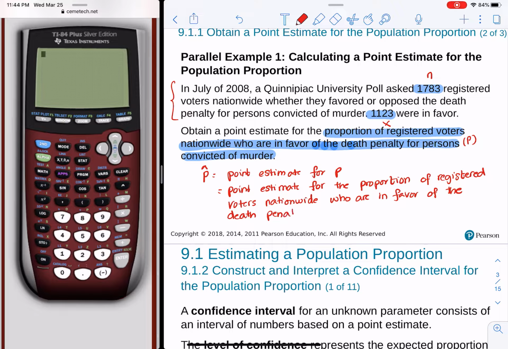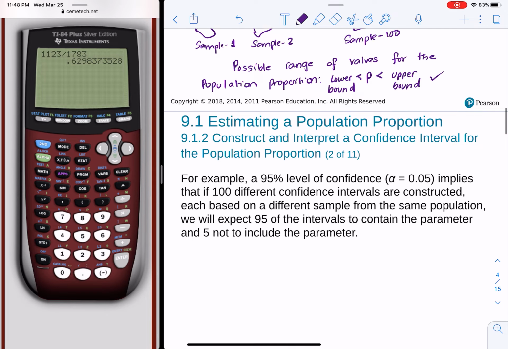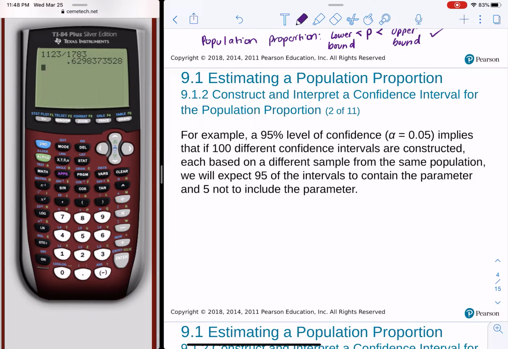So that level of confidence is denoted by 1 minus alpha times 100%. Here, alpha is the level of significance, and alpha would always be given in the problem. So if the level of significance is alpha, the level of confidence is 1 minus alpha times 100%. If alpha is not given in the problem, the level of confidence will be given in the problem. So we need one out of the two. So when we say 95% confidence, that would mean alpha is 0.05.